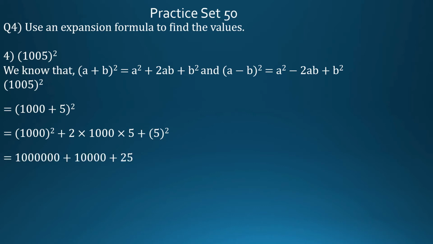Square of 1000 is 10 lakhs plus 2 into 1000 is 2000 into 5 is 10,000 plus 5 square is 25. So we have 10 lakhs plus 10,000 plus 25. When we add all these or when we simplify all this, we will get answer as 10 lakhs 10,000 and 25. So the square of 1005 is 10 lakhs 10,000 and 25.